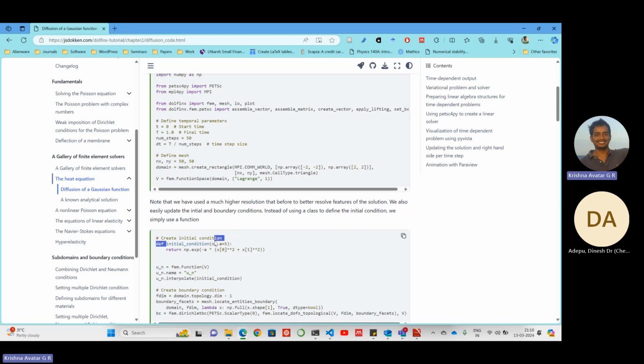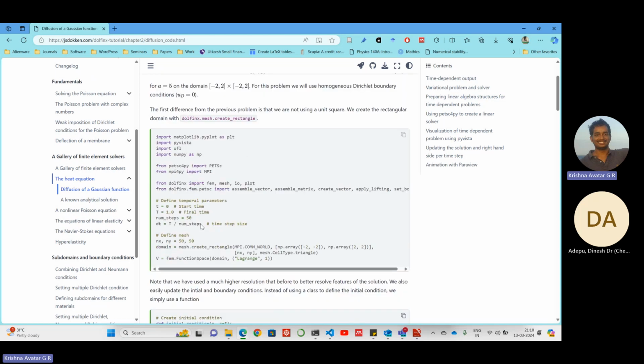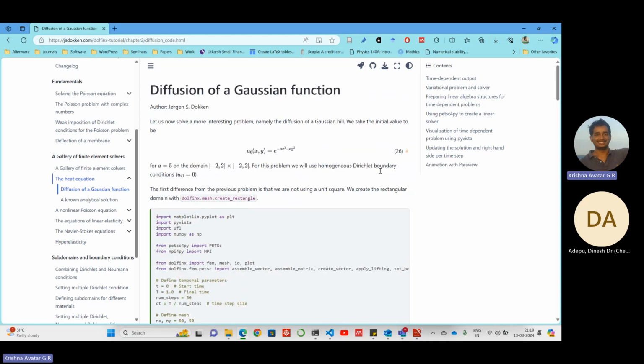So we have defined the initial condition, which takes x. x is nothing but our spatial coordinate. It is actually a vector. And then a is equal to 5. Then we are just coding this thing here.